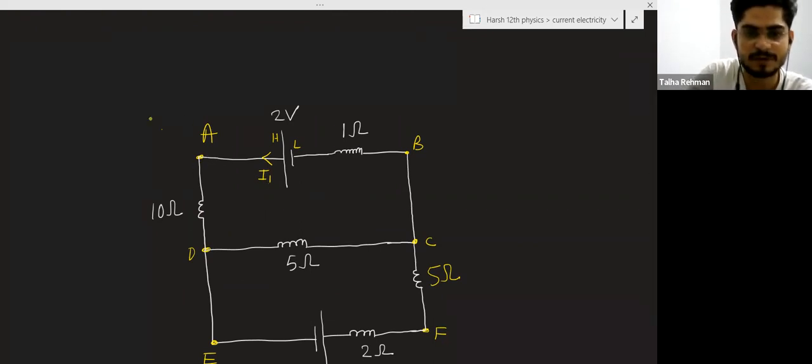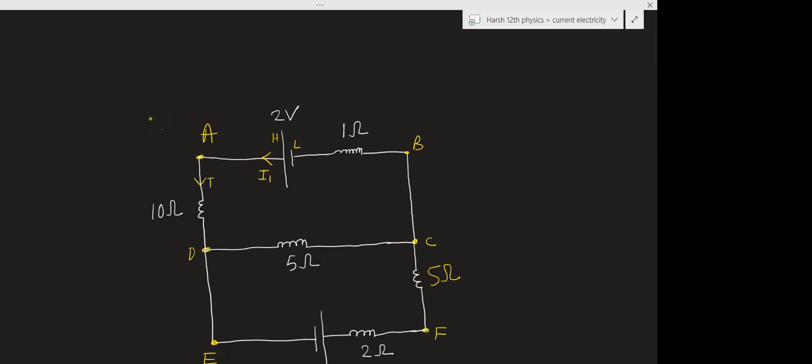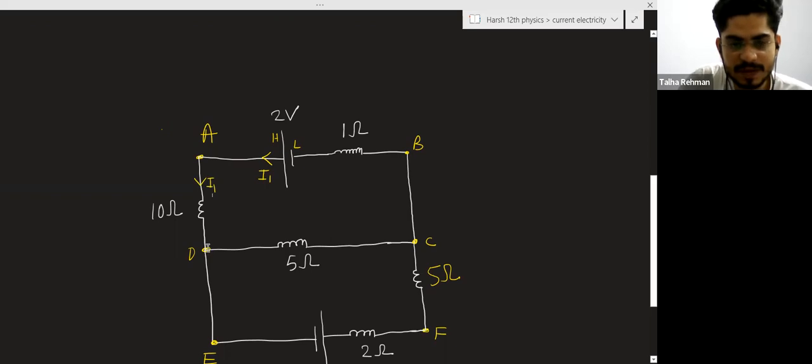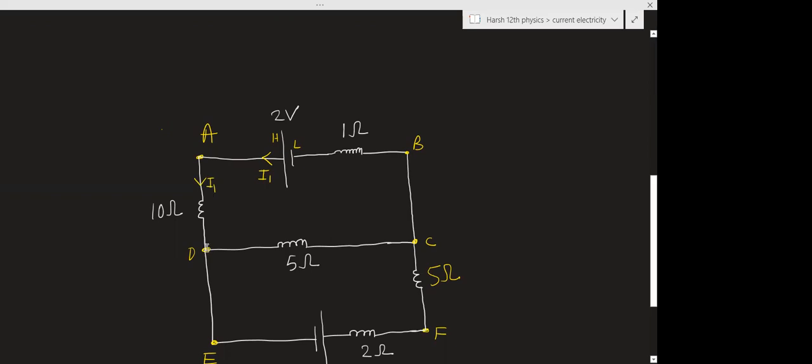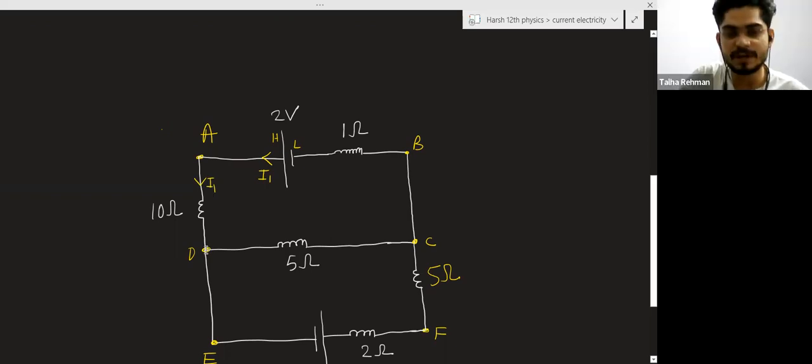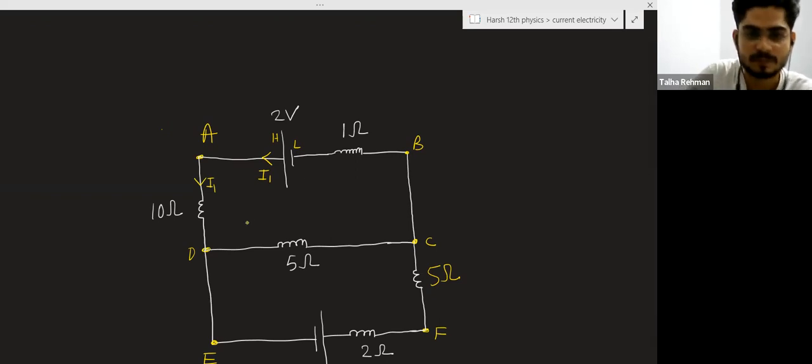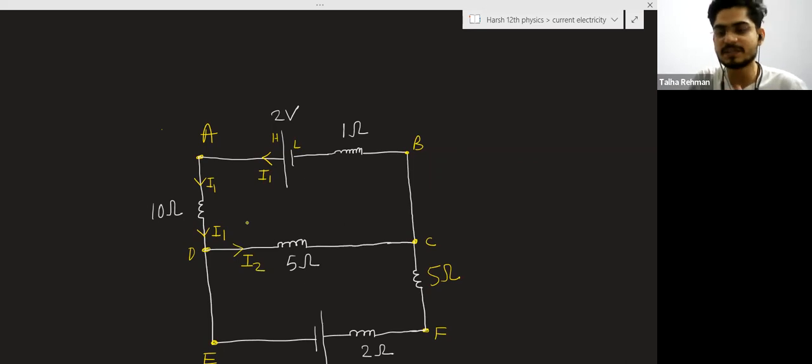Means here the I1 current will flow. But when you come to this point, this is the junction point. Some part of I1 will go in this direction, and some part of I1 will go in this direction. Here is also I1. Suppose in this direction the current going is I2.